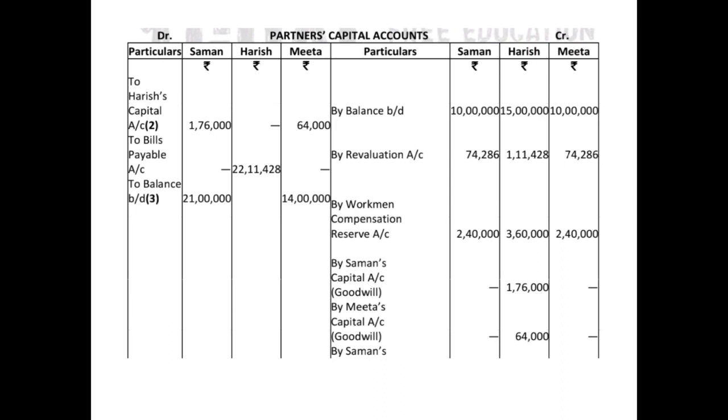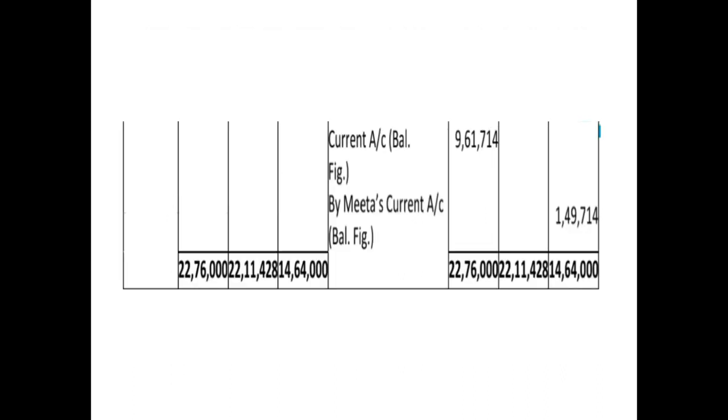Then we will compare the closing balances of Saman and Meeta, which will give you the existing capital, and you will compare the existing capitals of Saman and Meeta with the required capital, as we have calculated by dividing the total new capital of the firm in the new PSR. So the required capital of Saman was 21 lakh and of Meeta 14 lakh. After comparing it with the existing capital in the capital account, we found out that there was a surplus of 9,61,714 in the account of Saman and 1,49,714 surplus in Meeta, which is transferred to their current account.